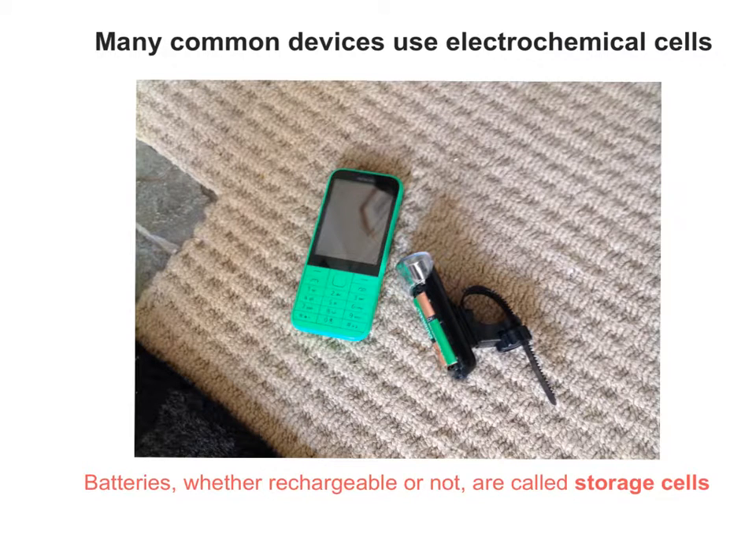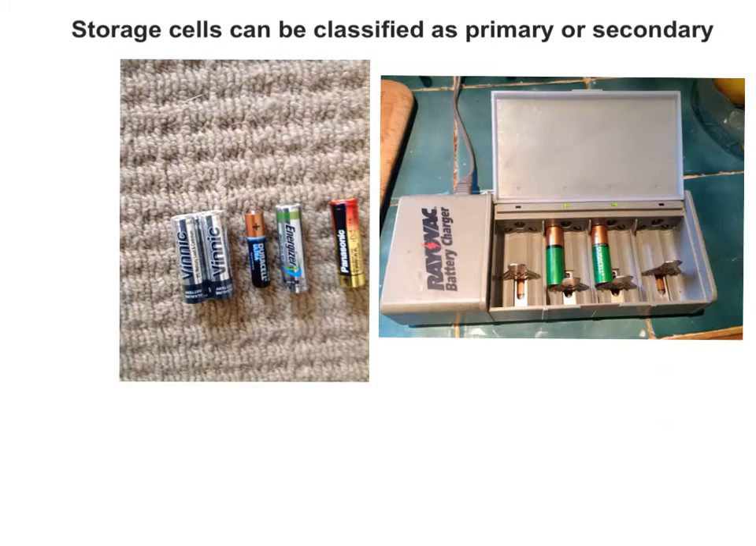So any battery, whether it's rechargeable or not, is called a storage cell, because it means that there's chemical energy stored up in the battery to become electrical energy when the battery is connected to a circuit. The conversion from chemical energy to electrical energy takes place via a redox reaction, and the force that pushes the electrons along is called the electromotive force.